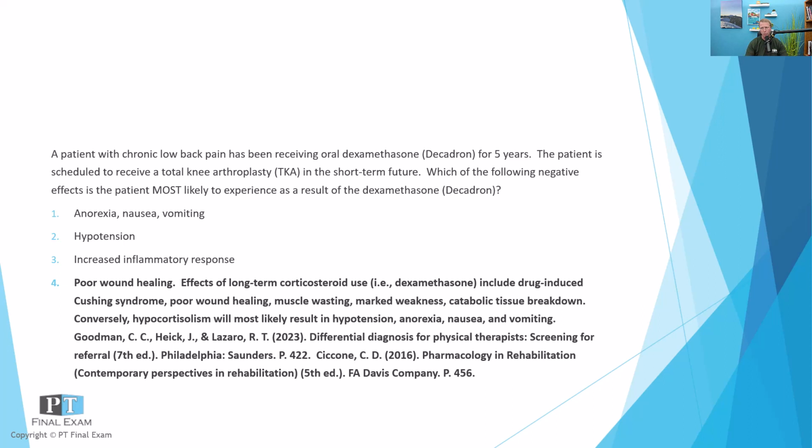And in this case, poor wound healing would be at the forefront, considering that the patient is scheduled to receive a total knee arthroplasty. Now, the question you should have in your mind now is, why in the world would this patient be on long-term corticosteroids? Well, corticosteroids are often used for long-term inflammatory conditions. So not the least of which would be things like rheumatoid arthritis, systemic lupus erythematosus. The patient I had in recent memory was a patient with chronic low back pain that was receiving prednisone or dexamethasone, really just any derivative of the corticosteroids, receiving that long-term, and they developed Cushing syndrome.